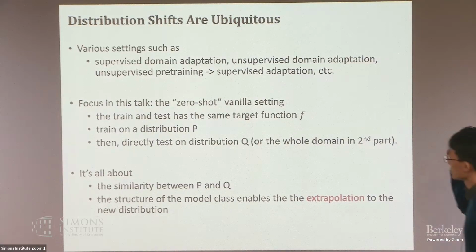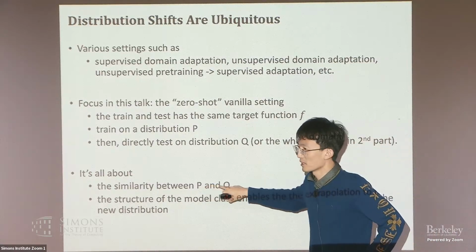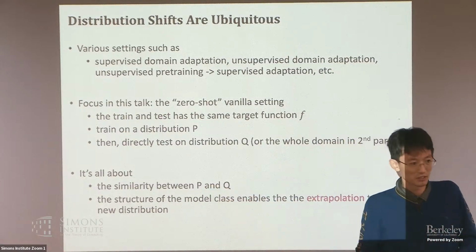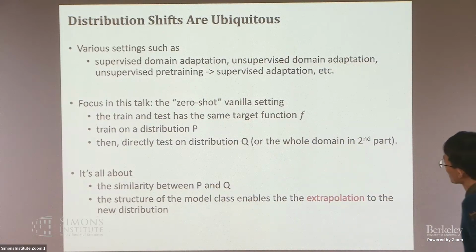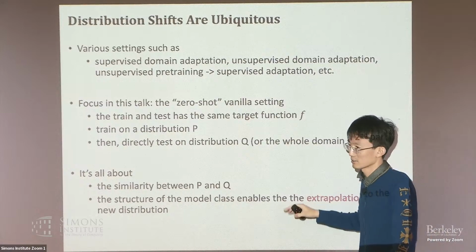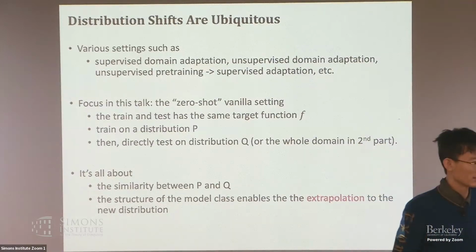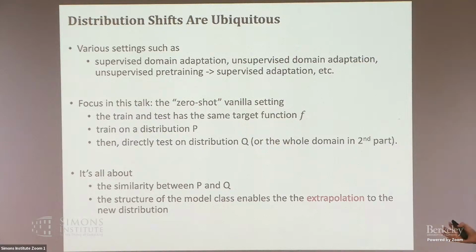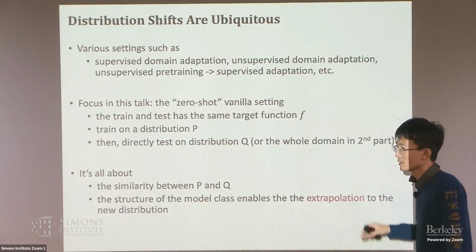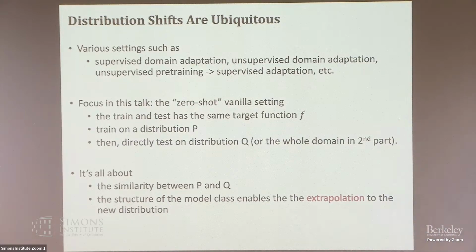So this is all about the similarity between P and Q, because if they are not similar, there's no chance you can extrapolate. It's also about the structure of the model class. If the model class is almighty and contains all possible functions, there's no chance you can extrapolate. Actually, you'll see that even two-layer networks are probably too expressive. So we have to restrict a lot the similarity between P and Q and the model class.